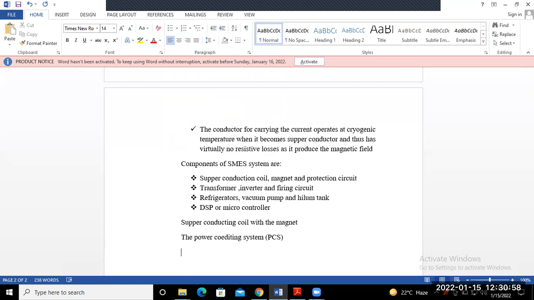Next is the cryogenic system, and the last one is the control unit. That means you may specify these in this form: superconducting coil with the magnet, cryogenic system, power conditioning system, and the last one, the control unit.